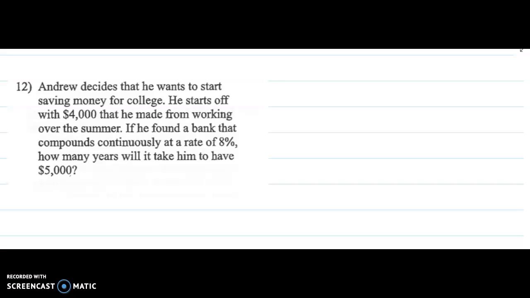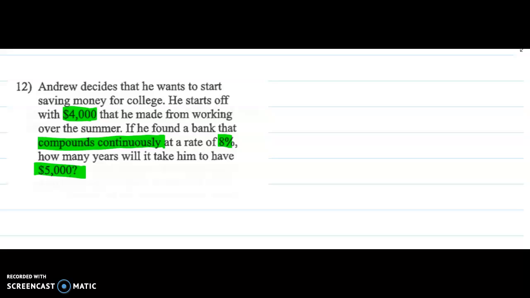Okay, welcome back. So the first thing I'm going to do is read through this problem and look for keywords. Andrew decides that he wants to start saving money for college. He starts off with $4,000 that he made from working over the summer. If he found a bank that compounds continuously at a rate of 8%, how many years will it take him to have 5,000?